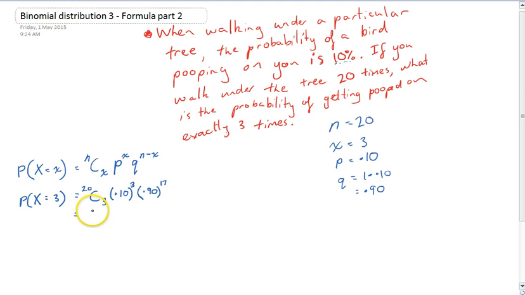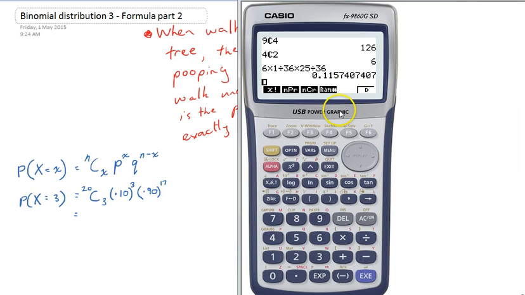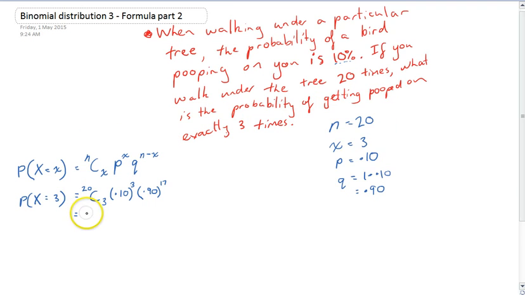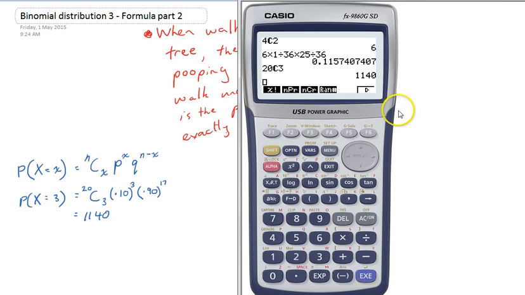After that, it's really a case of typing all of that into your calculator. I'm going to do it step by step here. You could type it all in at once. Okay, so 20. I've already got my nCr open. 3. Okay, you can see it's a big number there, 1140. So if I have 20 trials, there's 1,140 different ways that I can have 3 successes. Really think about that and how that number could come to be.